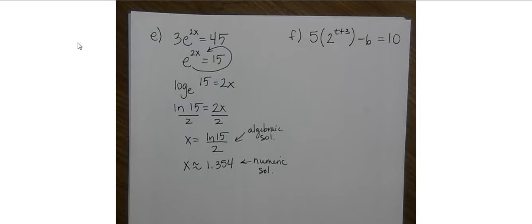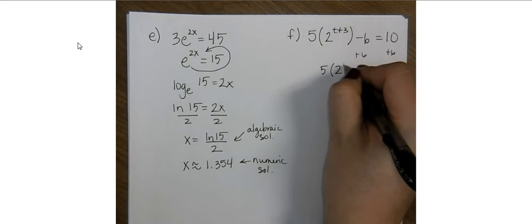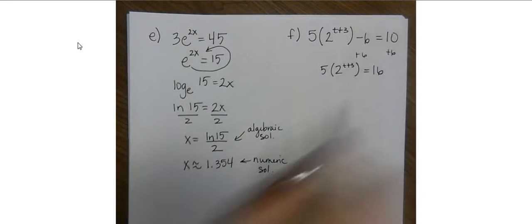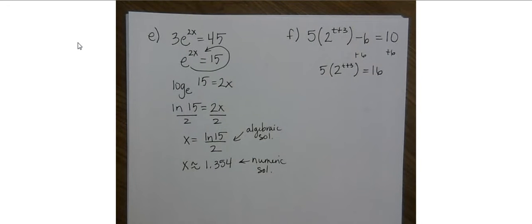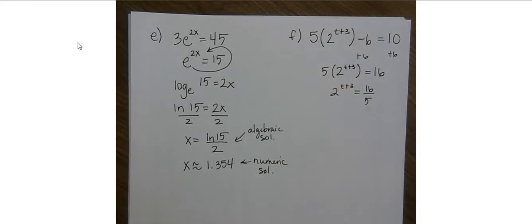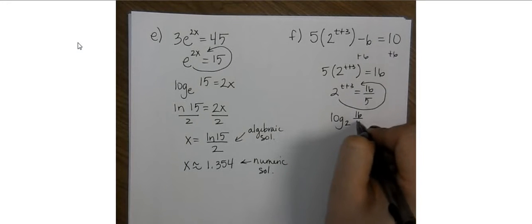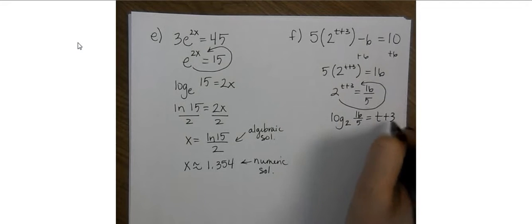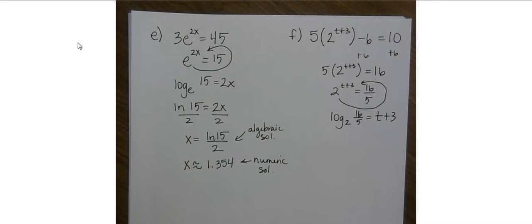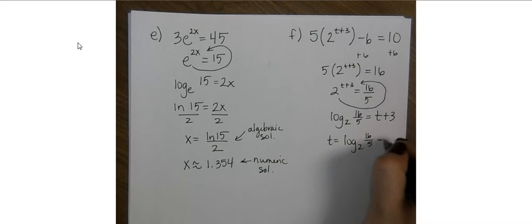All right, so for this problem, you're going to try to isolate the exponential. So I'm going to add the 6. So I have 5 times 2 to the t plus 3 equals 16. So at that point, I'm going to want to divide by 5. So I have 16 over 5. I can't change the base to match, so I'm going to have to convert it to log form. So this is going to give me log base 2 of 16 over 5 equals t plus 3. And then finally, I'm going to want to subtract the 3. So I have log base 2 of 16 over 5 minus 3.